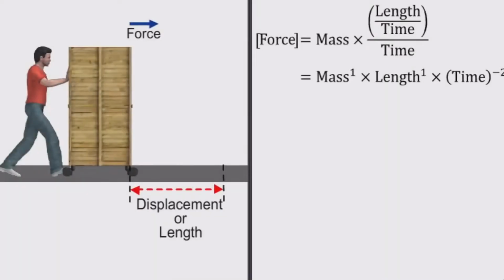The physical quantity expressed in terms of its base quantities is enclosed in square brackets to show that it is an equation among the dimensions of the quantity and not among the magnitudes. Thus we can write the expression for force as force is equal to [MLT^-2], as shown.